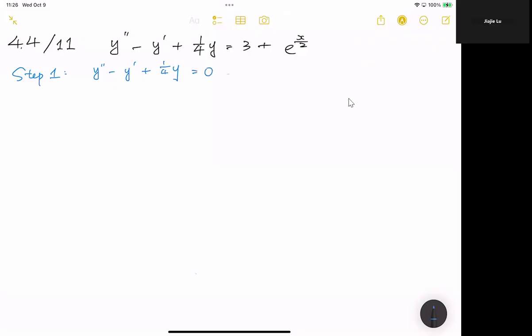equals to 0. And to solve this, instead we're solving the auxiliary equation. Just replace all the y double prime by m square, the y prime by m, and the y by 1. And this is actually m minus a half squared equals to 0. This gives us m equals to a half. What does it mean? We have 2 repeated roots.